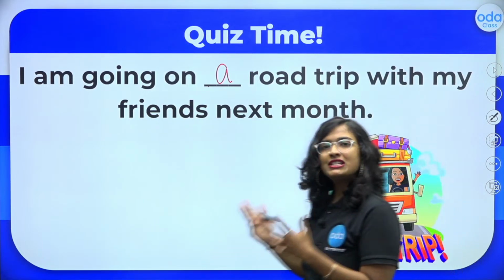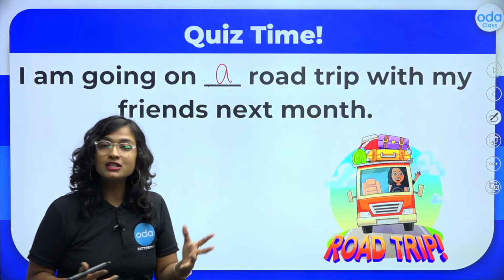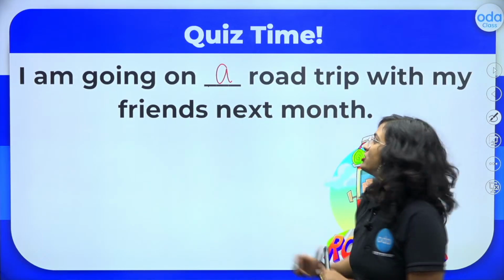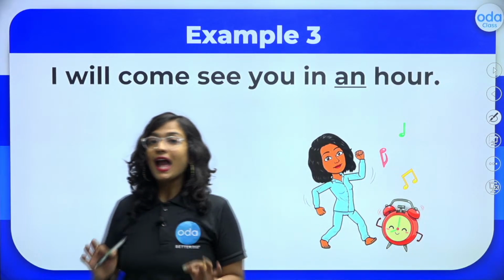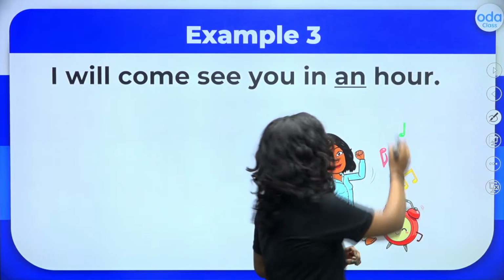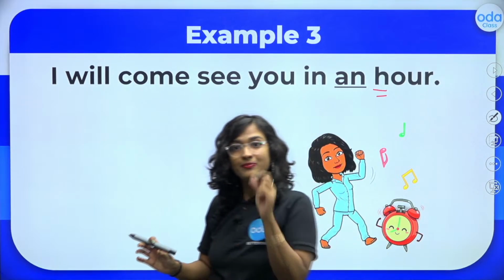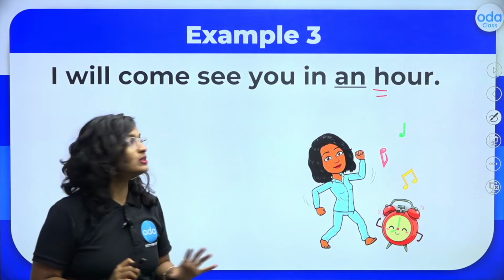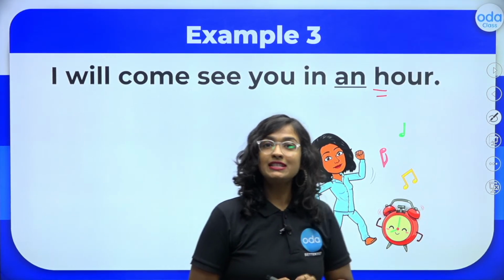Now moving on to the next example, students, I will point out to you why it's important that we remember about the sound versus letter distinction. Okay, I will come see you in an hour. Now notice, students, this word hour, right? It starts with the letter H. That is a consonant. The alphabet H itself is a consonant. But students, like I said, we have to focus on the first sound and not the first letter.